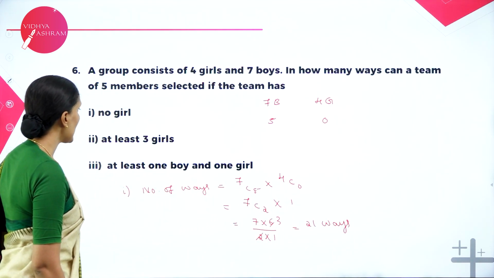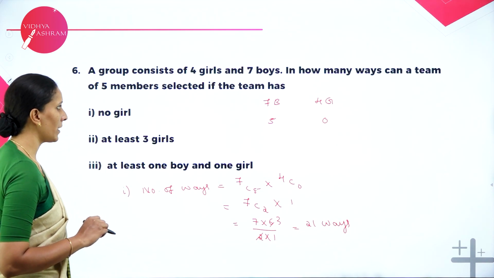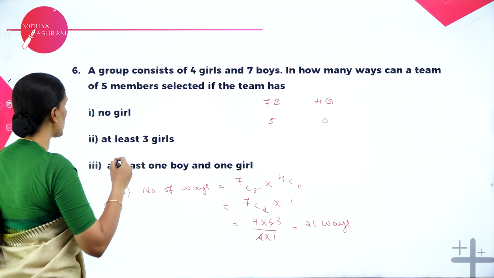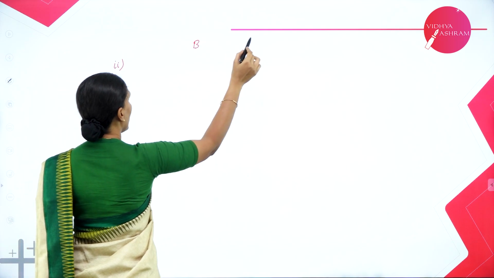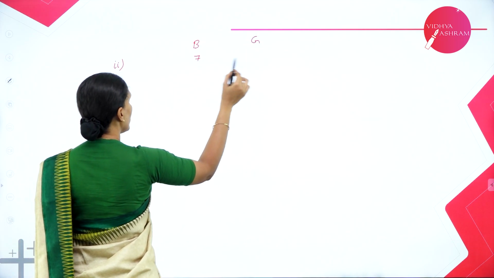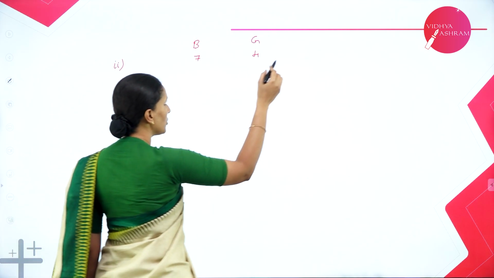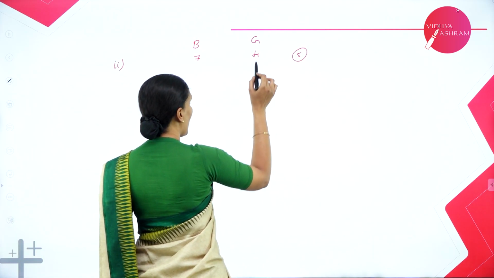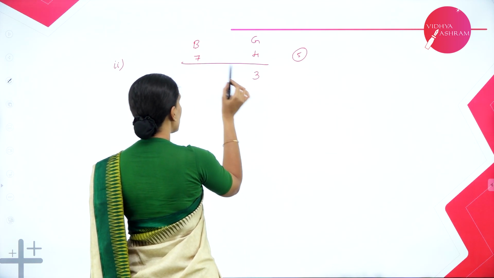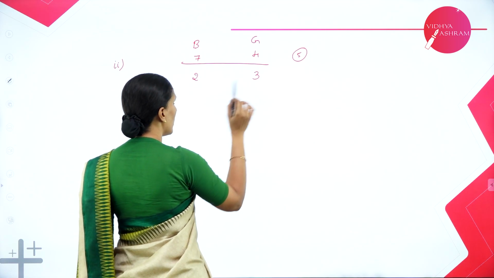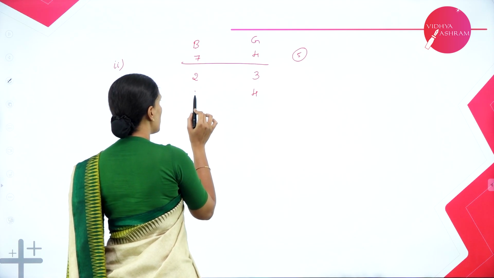The next question is at least 3 girls. So that means minimum 3 girls must be there. So therefore, what are the combinations we can choose? So we have 7 boys and 4 girls. Now we need to select at least 3 girls. So we need to form a team of 5. But among them, we need to choose at least 3 girls. If I choose 3 girls, then the remaining have to be boys. Now, if girls is 4, then boys has to be 1.